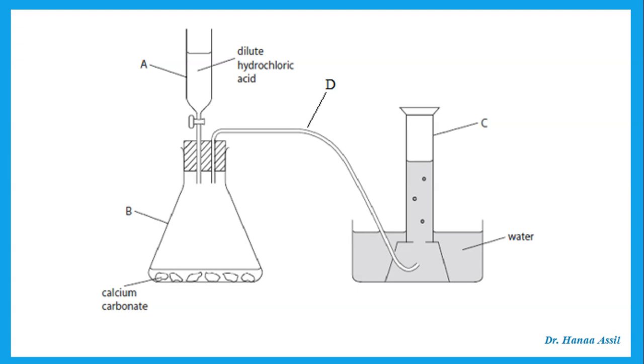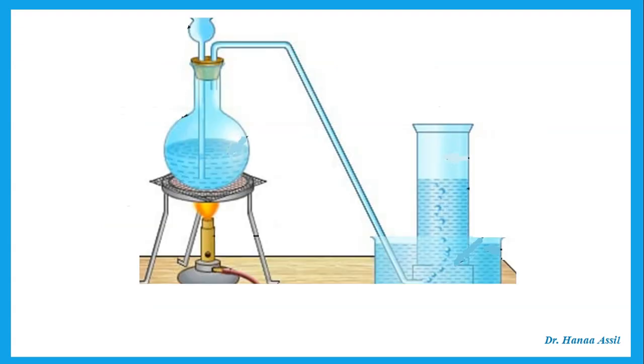So what is A? Again, A is a dropping funnel. B, a conical flask. C, that's a gas jar, and D is a delivery tube. Again, what's that thing on top? This is another kind of funnel. It does not have a tap. Remember, the one that had a tap was the dropping funnel. This one, no tap. This is called a thistle funnel.